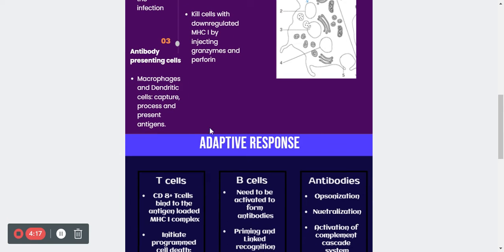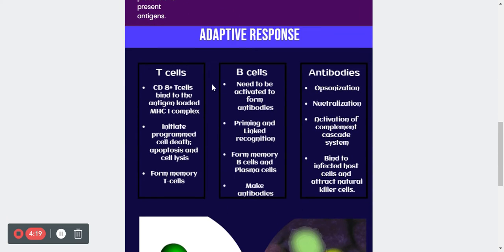Dendritic cells are going to recruit the adaptive immune response, and in the adaptive immune response, you have the T cells, B cells, and the antibodies. T cells, or CD8 plus T cells, are going to bind to the MHC1 complex presented on the infected cells. They're going to initiate programmed cell death. They're going to kill the cell by apoptosis and cell lysis. We're also going to form the memory T cells, which are very important for our immunological memory. We're going to need B cells to be activated to form antibodies.